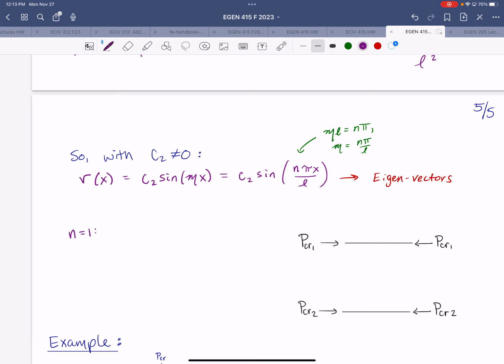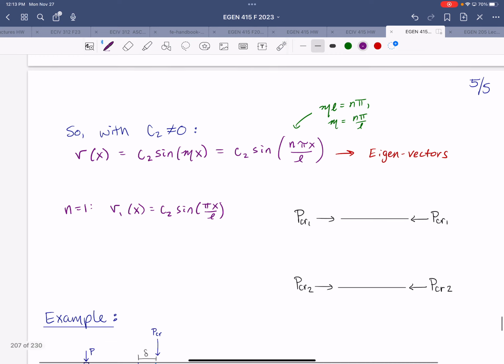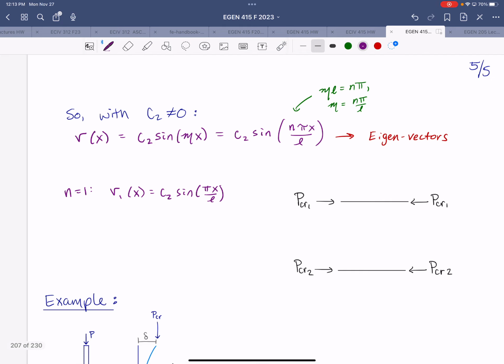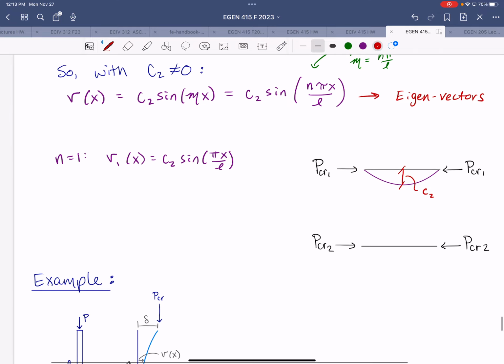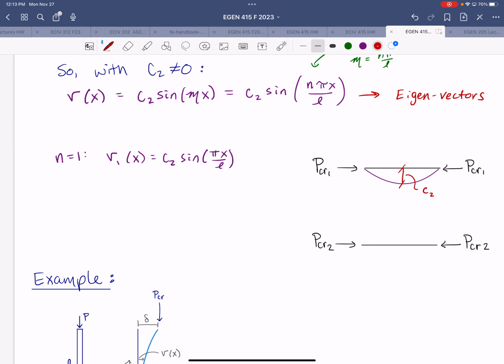So for n equal to 1, v1 of x is equal to C2 sine of pi x over L. And the deflected shape associated with that would be something like this. All right, where this magnitude is represented by the constant C2. That's the maximum magnitude in that deflected shape.